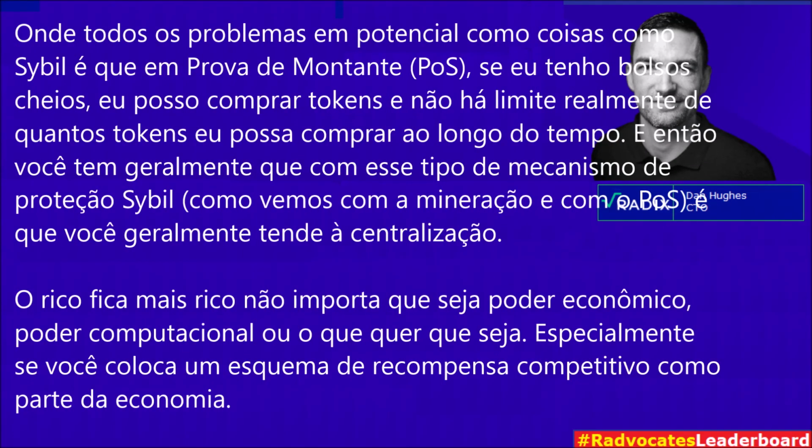Where potential issues come into play with things like Sybil is that with proof of stake, if I have deep pockets, I can acquire tokens, and there's no real limit to how many tokens I can buy over time. And with that kind of Sybil protection mechanism, as we've seen with mining and with proof of stake, you generally tend to get centralization, right? The rich get richer, whether it's economic power, compute power, whatever it is, especially if you have a competitive reward scheme as part of your economics.